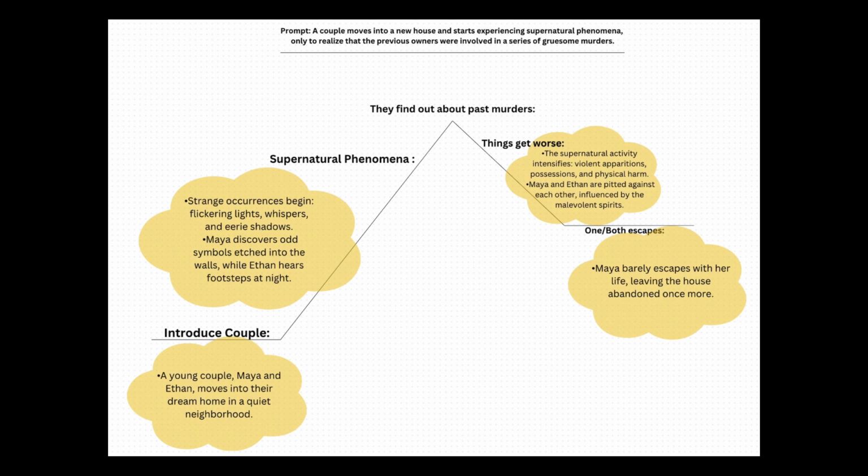Now, the climax of this prompt would be that they find out about the past murders. How they find out, why they find out, where they find out, all those extra details, you would put into a more detailed outline, or you can include that on your pyramid. It's up to you. But for me, I will put that on a more detailed outline because, again, I normally draw this by hand, and that would just be a lot of writing. So I normally type this out just to make it easier for myself.